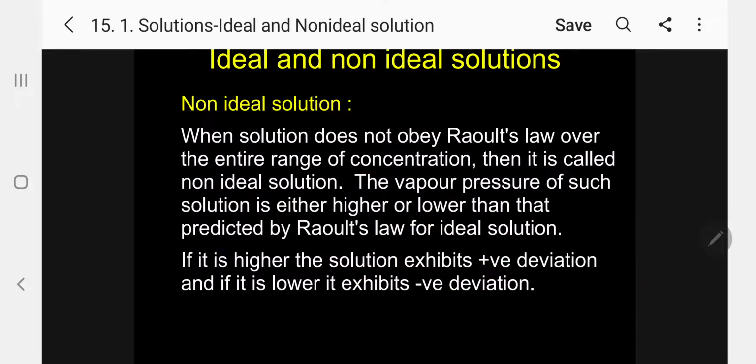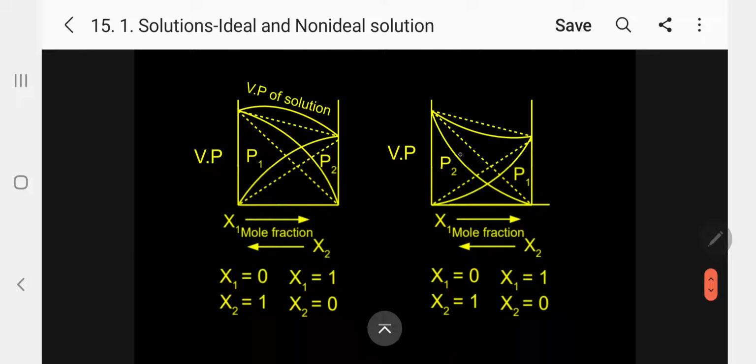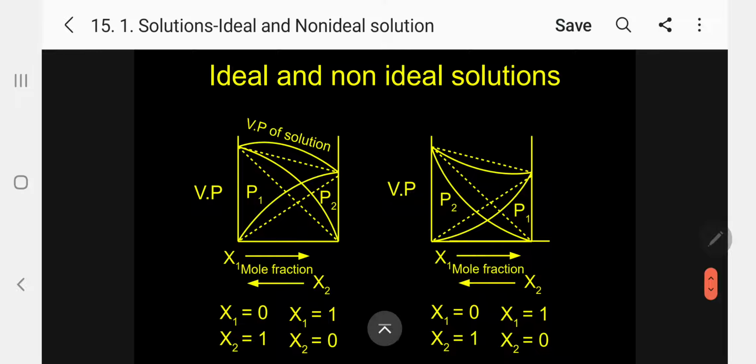Kindly follow. So now see here the examples. I am showing here vapor pressure plotted versus mole fraction. Here is P1 and this is P2. P1 means one solvent, P2 another solvent. In this case, the P2 solvent is considered as a solute. The dotted line indicates Raoult's law, obeying the ideal solutions, whereas the solid line indicates the deviation, the non-ideal solution.